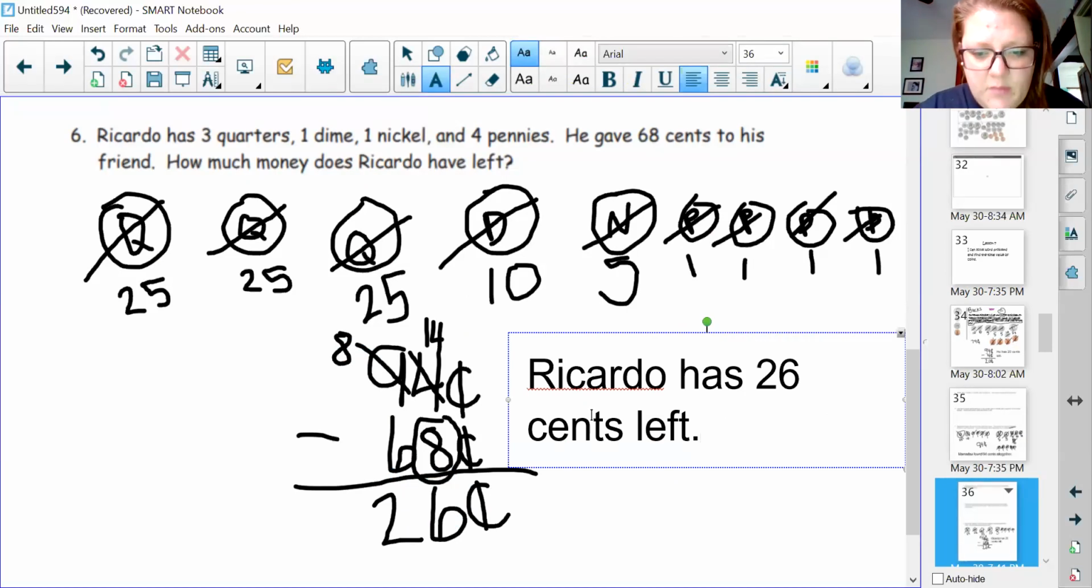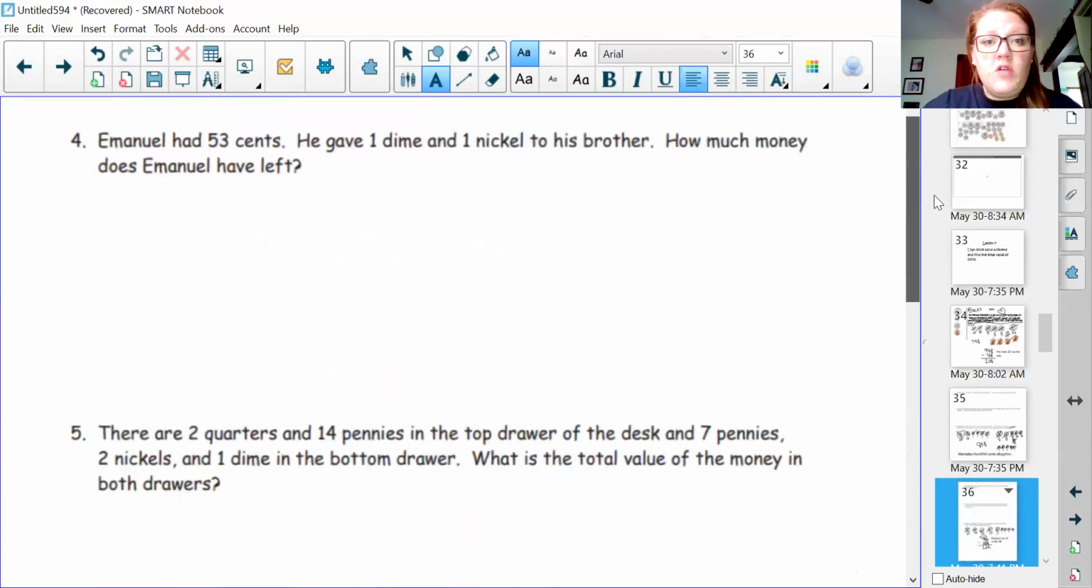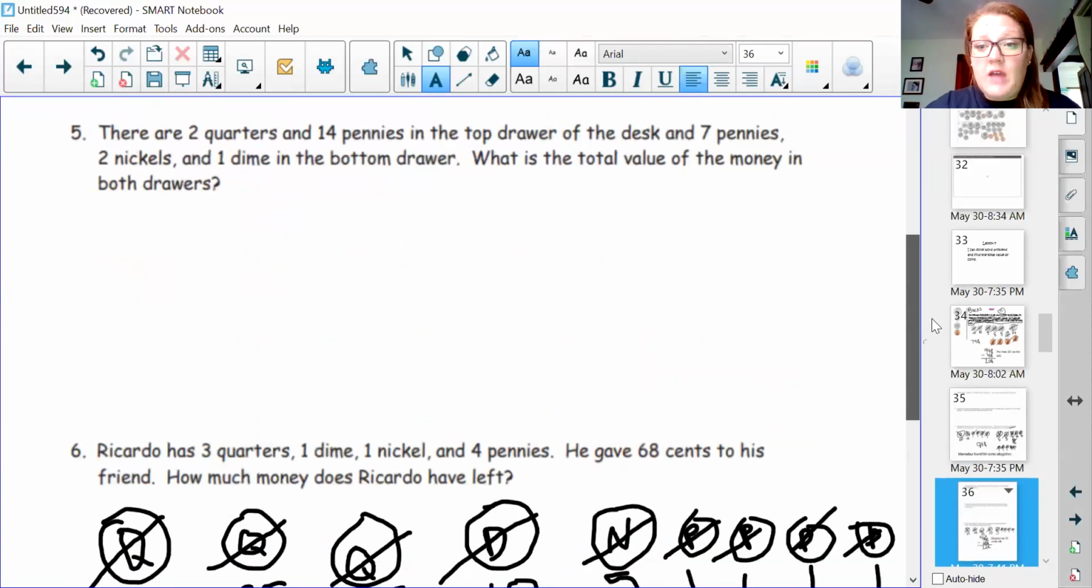Guys, you guys can just write the cent symbol. I don't have that cent symbol on my keyboard. I'd have to go in and insert a symbol. So you guys can just do the cent symbol. You don't actually have to spell out cents. All right, guys, so you only have 4 problems that you guys need to do. The top 2 on the front and the top 2 on the back.